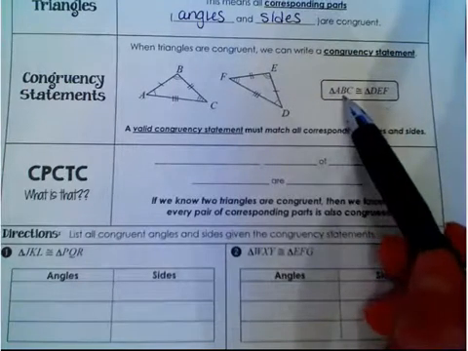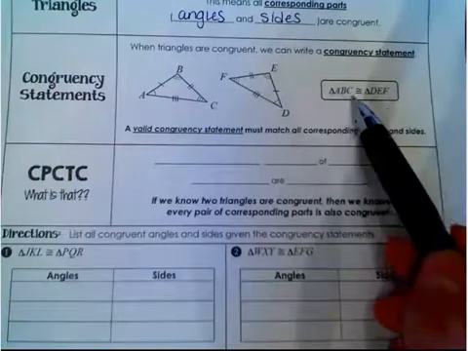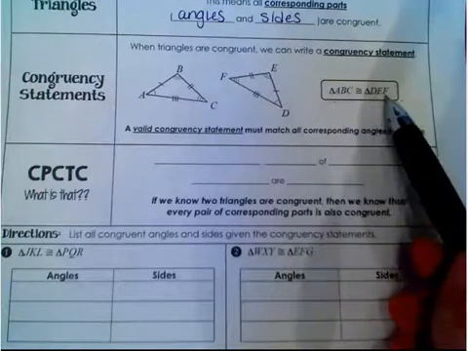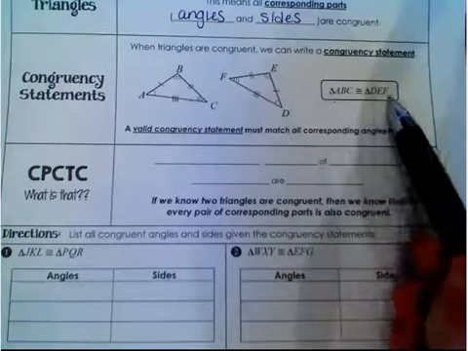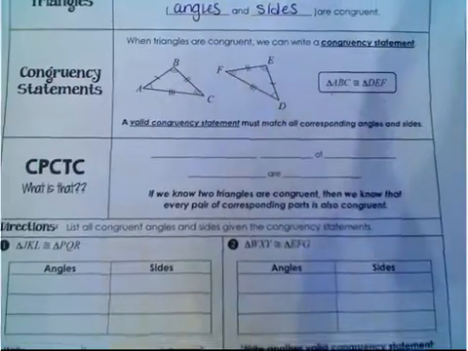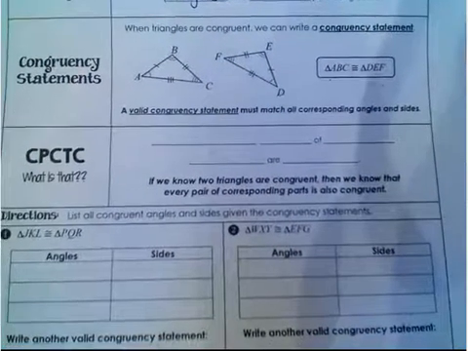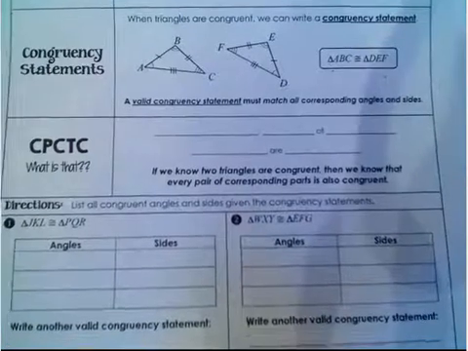For example, side AB should be congruent to side DE. Side BC should be congruent to side EF. And side AC should be congruent to side DF. And you will see in the picture that all of those statements are true. So it is very important that you have your triangle congruency statement in the correct order.